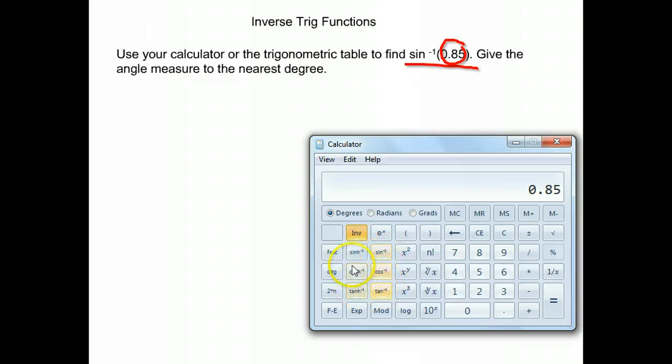See how my buttons changed? And don't use the one with the H, just the regular sine -1. Okay, so I put the number, I pushed inverse, and then the sine, and I get 58.211. It wants that rounded to the nearest degree, which would just be 58.